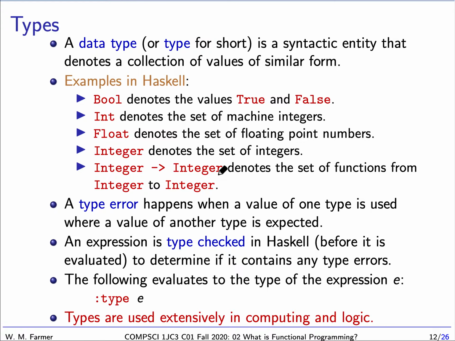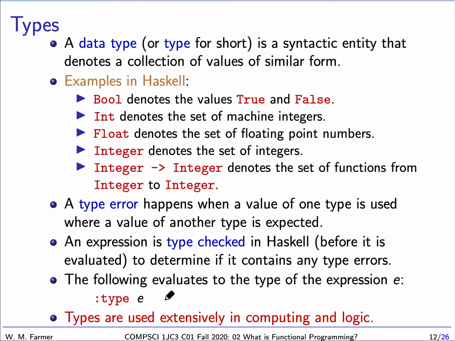Now you may wonder, well, how in Haskell do I find out the type of an expression? It's simple. I write down :type, and then I write where the E is, I just put the expression. And then the Haskell implementation will tell me what the type is. Now types are used extensively in computing and logic. They are used in mathematics, but they're used in a less formal, more disguised way.